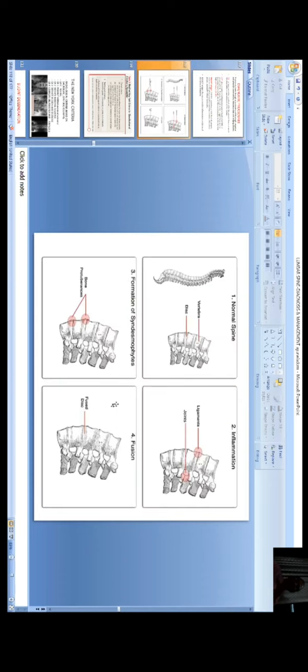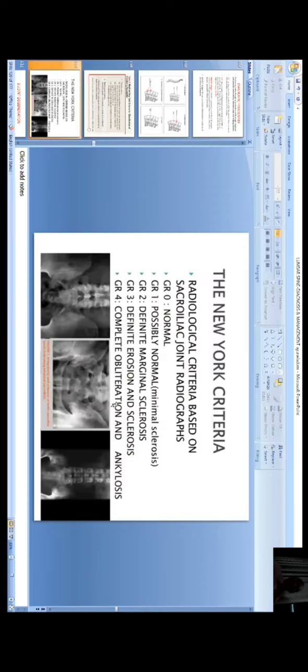Then these are some pictures. This is the modified New York criteria for the classification of AS, which I think you can know. It is simple: sacroiliitis more than grade 2. Then the New York criteria: grade 0 normal, grade 1 possibly normal, grade 2 definite marginal sclerosis. This is the SI joint criteria we see in X-ray. Grade 3 is definite erosions and sclerosis. Grade 4 is complete obliteration.